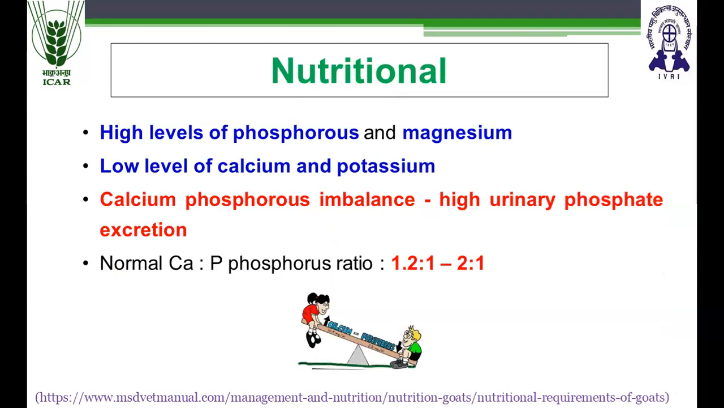Moving on to the individual factors one by one in detail. So nutritional: high levels of phosphorus and magnesium, and low levels of calcium and potassium, are reported to cause urolithiasis. Diets having these are susceptible to urolithiasis because they will cause an imbalance in the calcium-phosphorus ratio in the diet.